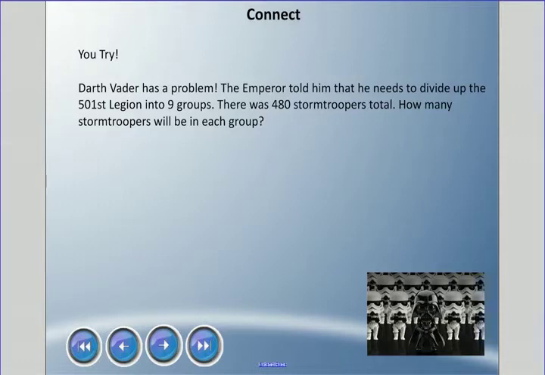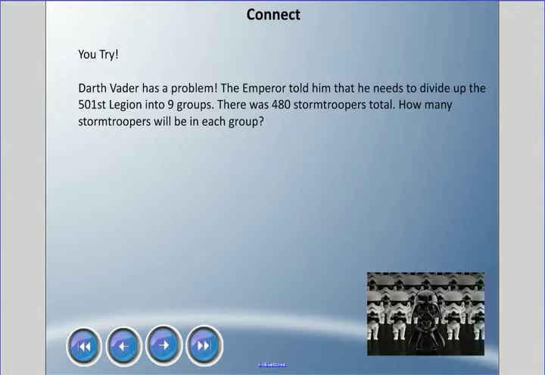So I'm going to get you to pause it here. I want you to help Darth Vader out, and I want you to find an answer. So there's 480 stormtroopers total. He has to divide them into 9 groups. How many stormtroopers will be in each group? Use one of the methods I showed you and press play when you're ready to go.